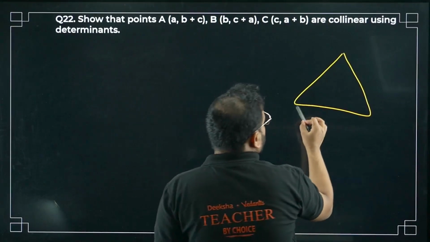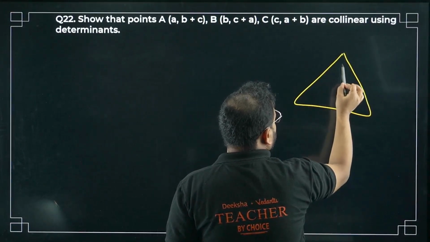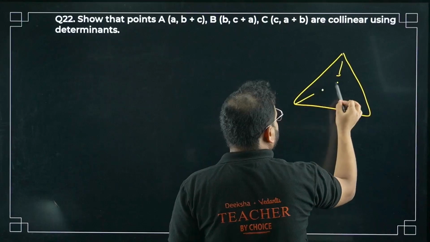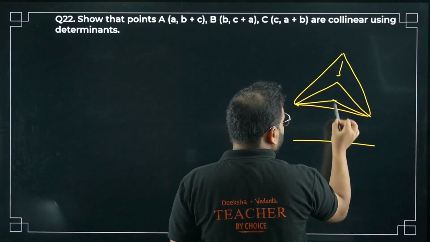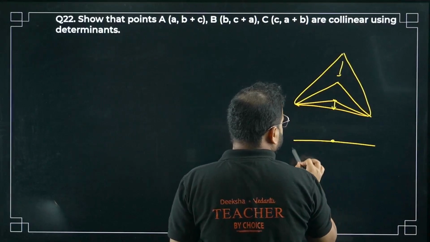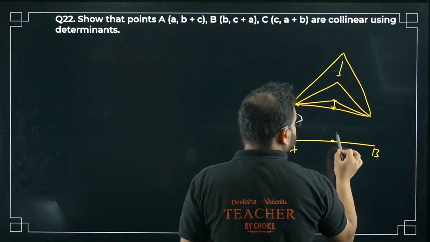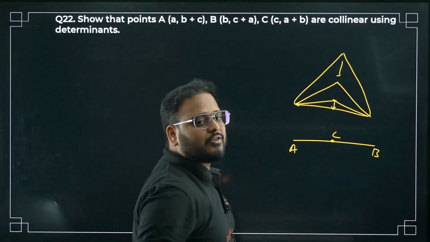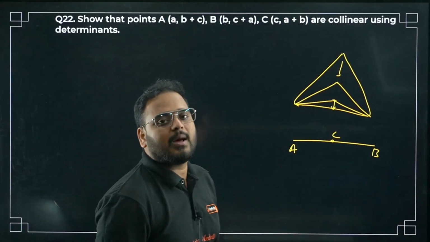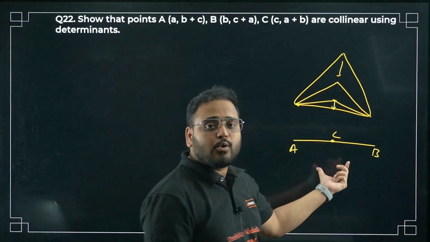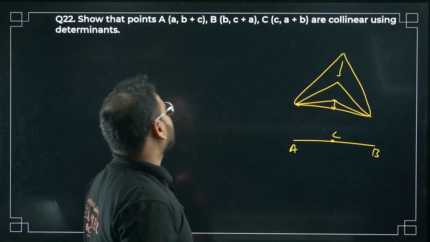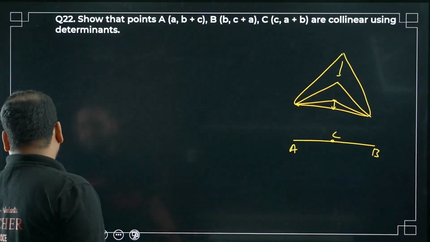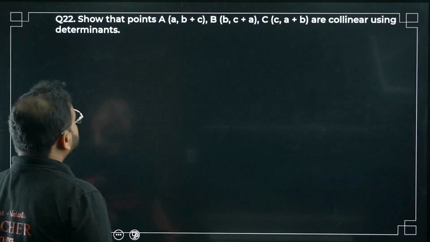Check this out: if I move this point from here to here, the area is decreasing. I move it to here, the area decreases, and there will come a point when this point lies on this line. So A is here, B is here, and C is here. When C lies on the line AB itself, the area of the triangle will become 0. So find the area of the triangle using the determinant form and get the result equal to 0. If you can do that, then we'll say it is proven.